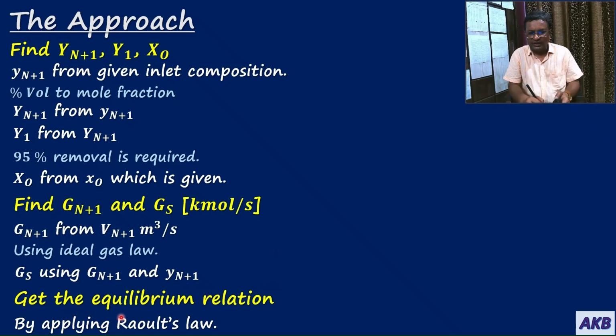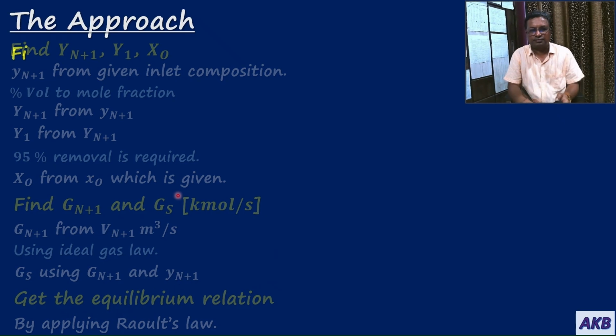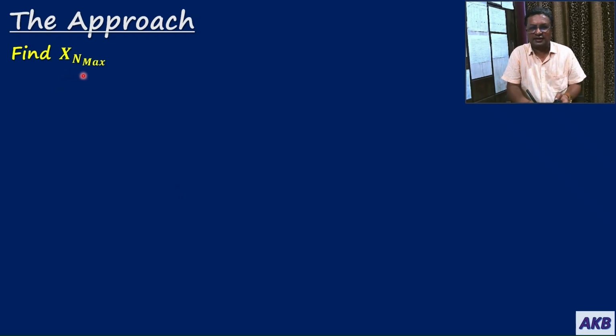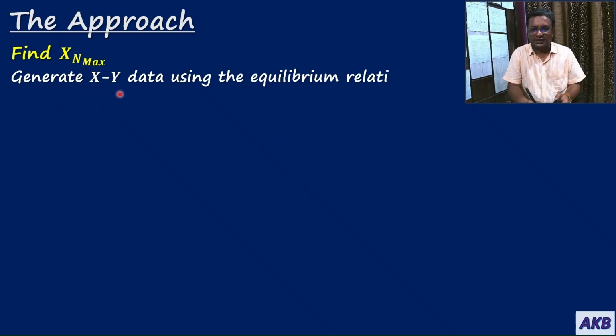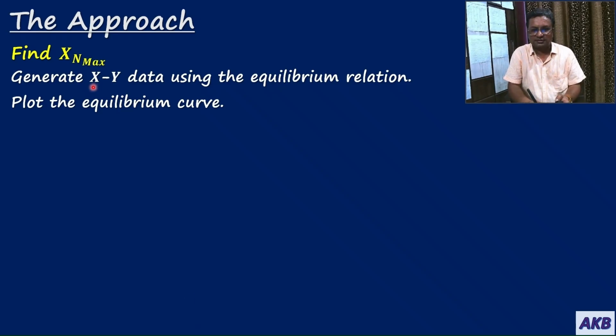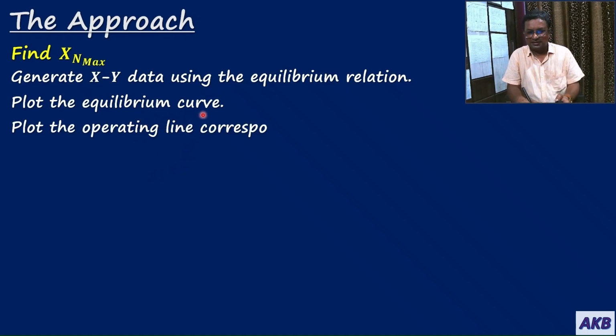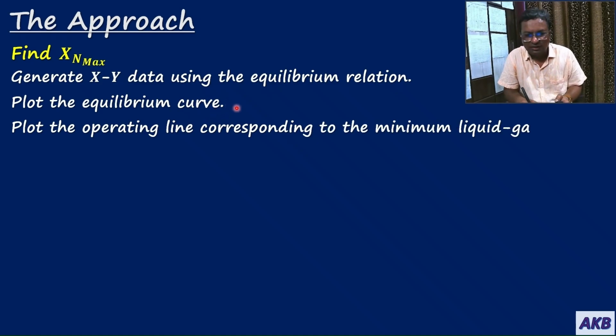Once we get the equilibrium relationship, next we will find capital X and max. How? For that we will generate XY data. How are we going to generate the XY data? By using the equilibrium relationship that was obtained by using Raoult's law. Then we will be plotting the equilibrium curve. For that we will be plotting capital X on the x-axis, capital Y on the y-axis, and we will be getting the equilibrium curve. That is, we will be ready with the equilibrium diagram.